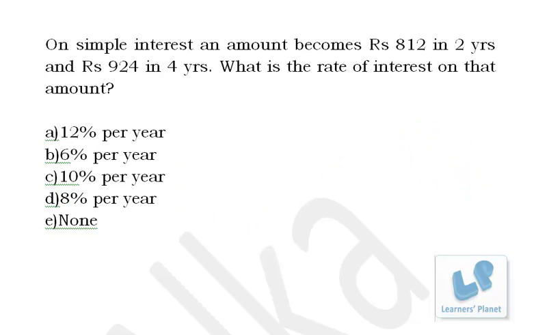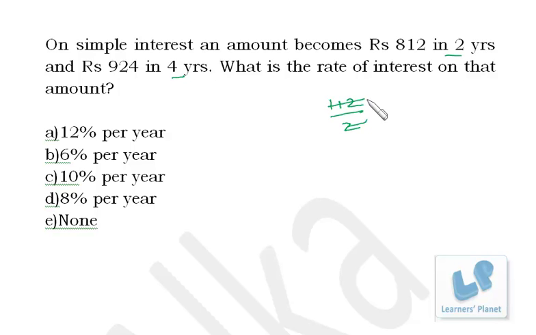Now see this one. On simple interest, an amount becomes rupees 812 in 2 years and rupees 924 in 4 years. What is the rate of interest on that amount? Now, the principal remains the same, and the amount is 812 in 2 years and 924 in 4 years. What will be the change? Only in simple interest. From 2 years to 4 years, the difference is 2 years, and the difference in amount is 924 minus 812, that is 112 rupees. So 112 rupees is nothing but the simple interest in 2 years, right?